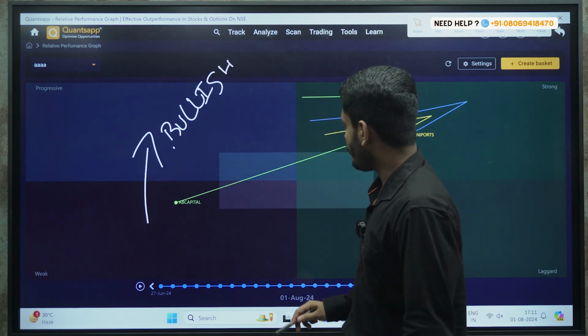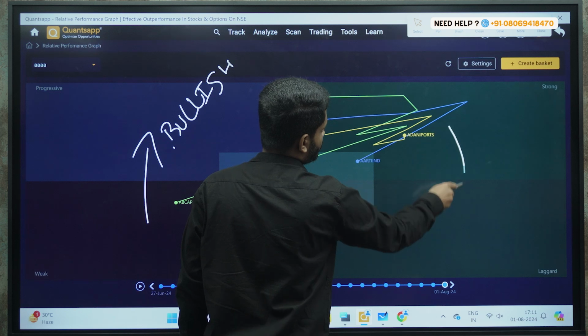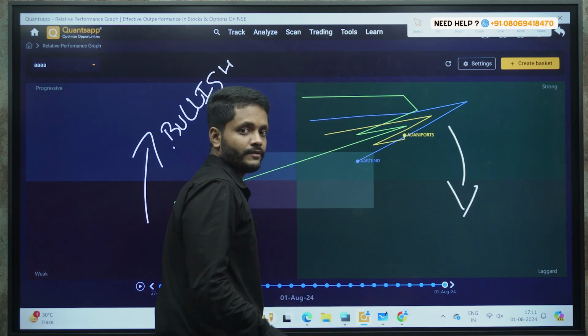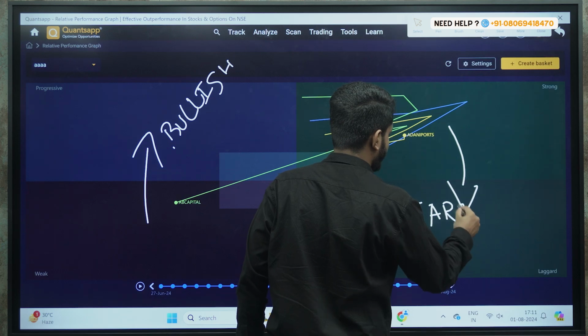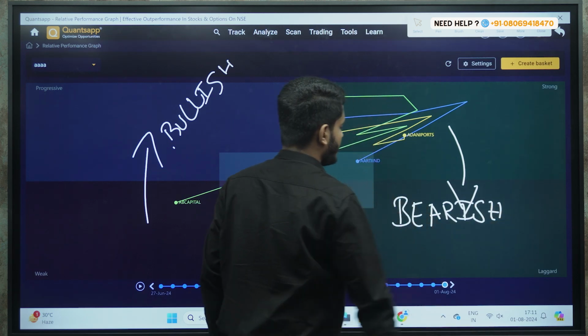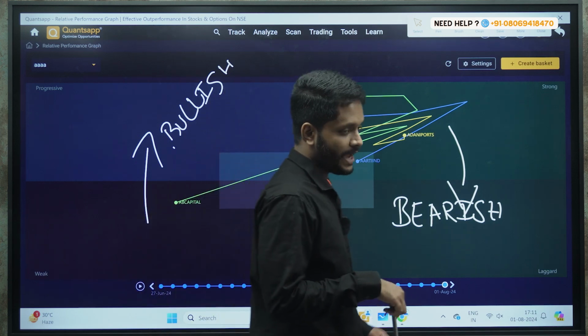Now for a bearish trade, what you are supposed to do is, the stock should move from strong to laggard. Whenever the stock moves from strong to laggard, that is an indication of bearish momentum. So whenever a stock moves from strong to laggard, you can initiate a bearish trade.